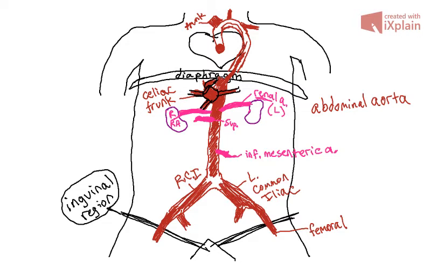Now if you go in between the superior and inferior mesenteric arteries, you get these long wishbone looking arteries that come off, one on each side.